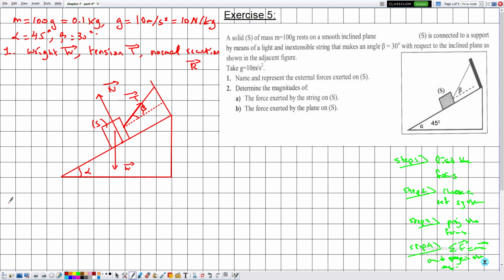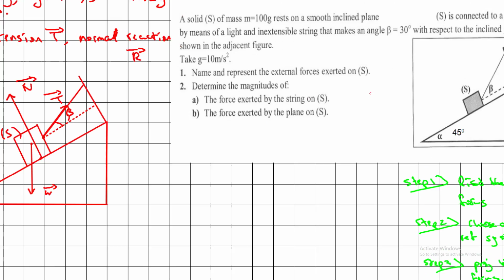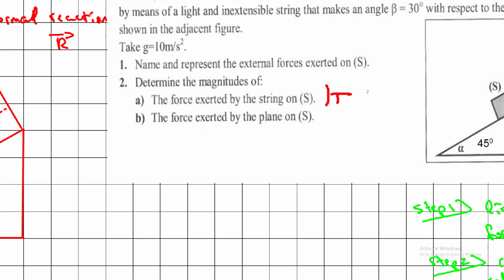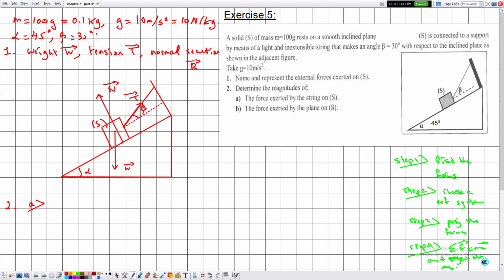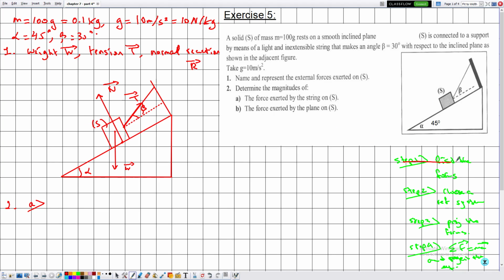So now we are in number 2, done for part 1. They are telling me to determine the magnitude of the force exerted by the string on S. Here they are referring to the physical definition of the force. So it is the tension, which is the force exerted by the string on S. We are interested in determining the magnitude T, and this is done by applying Newton's second law, which is given by this. Now notice that we are done with step number 1.